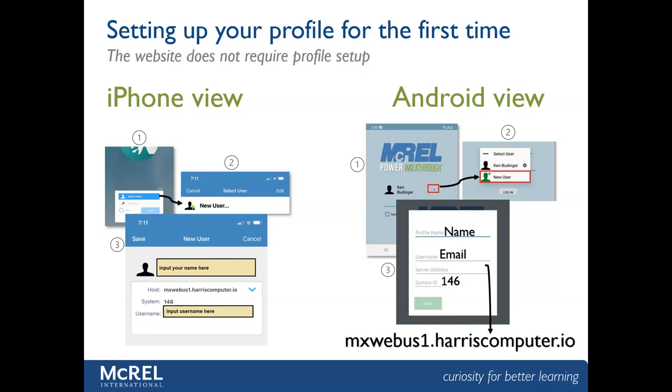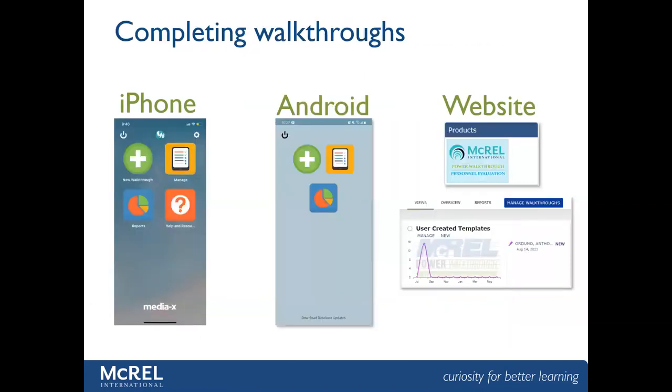Once you've saved on either app, you'll return to the home screen where you can enter that default password of 123456 and log in. Moving forward, you will only need your password to gain access to your account. Once you've reached the home page of either the app or the website, your first steps will be completing the walkthrough. So, on your apps, you will click the green circle icon for new walkthrough, or if you're on the website, you'll click the blue product tile for PowerWalkThrough.